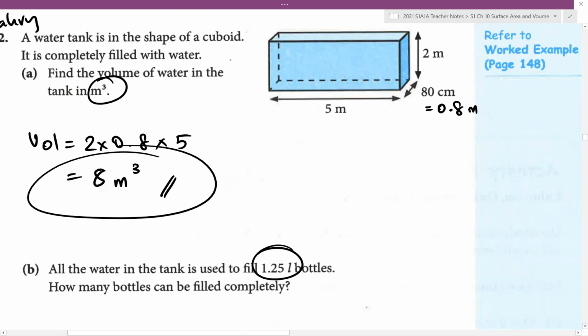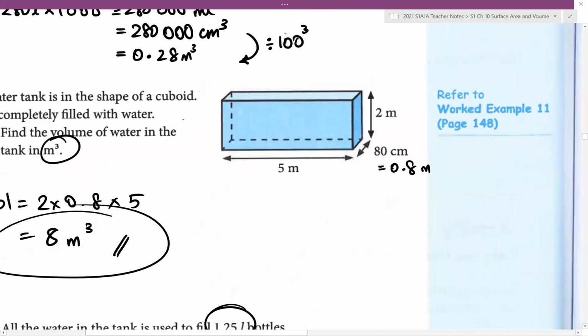Oh, okay, you talked about 1.5 liter, but this is not in liters. This is in cubic meters. So we are going to use this diagram to help us understand. This container contains 8 cubic meters.